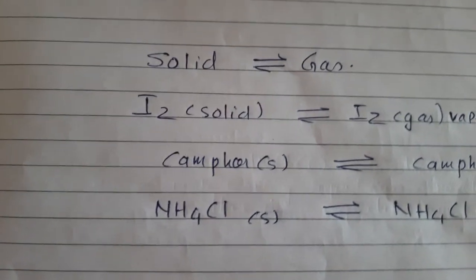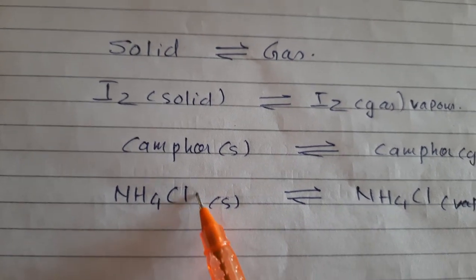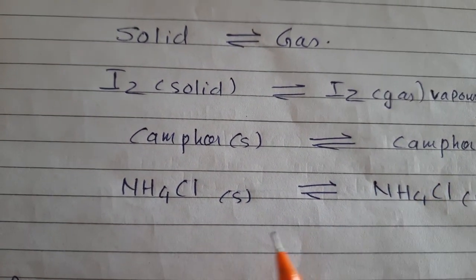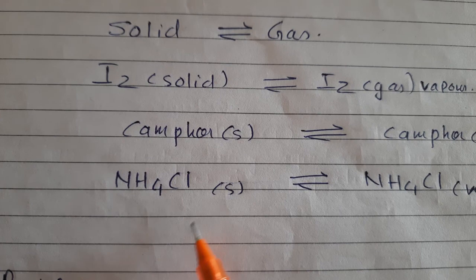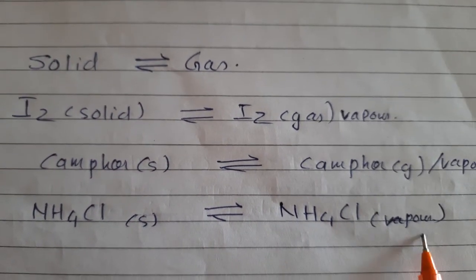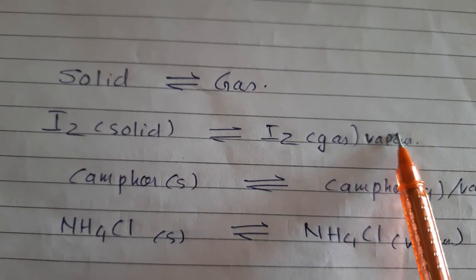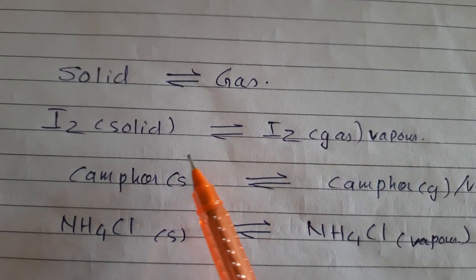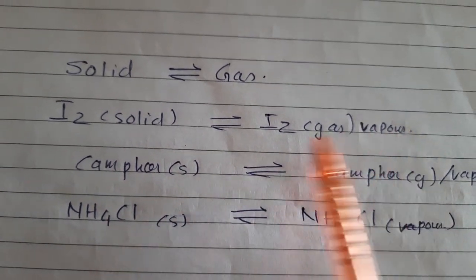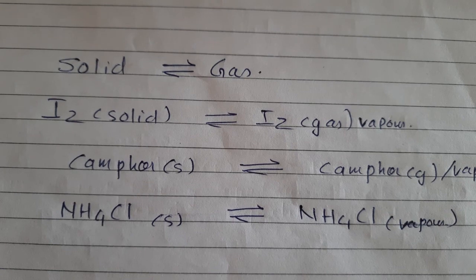Correct? The third physical transformation is from solid to gas. So iodine solid to iodine gas, camphor solid to camphor gas. Similarly, another example we can take is NH4Cl, ammonium chloride solid to ammonium chloride vapor. So this is a direct solid to vapor transformation. From solid to liquid is not formed. Directly solid to vapor is formed.